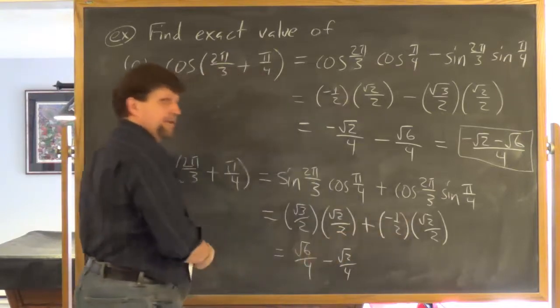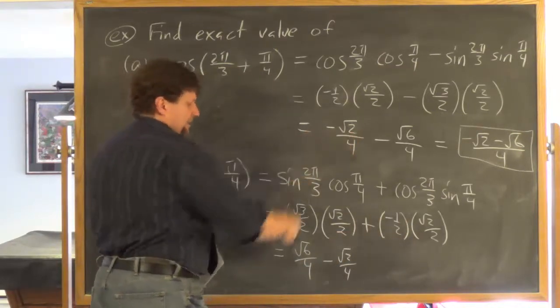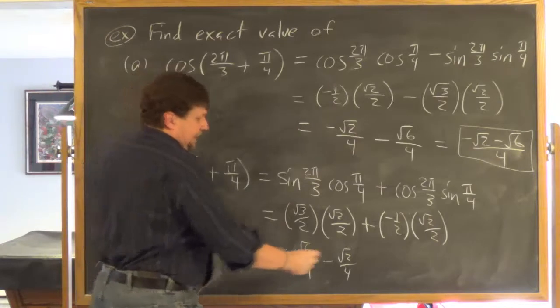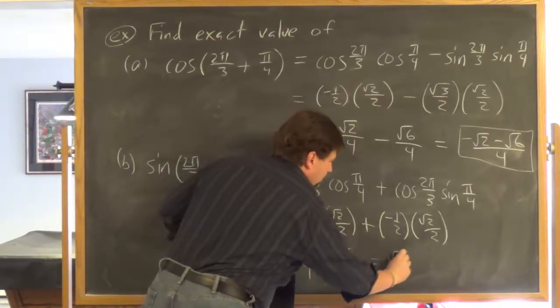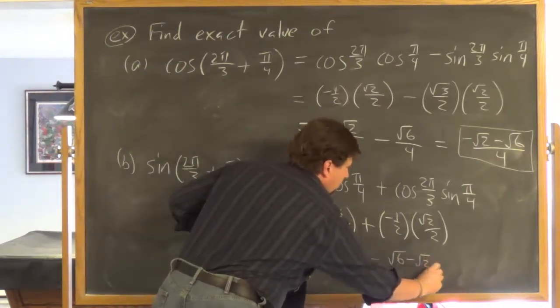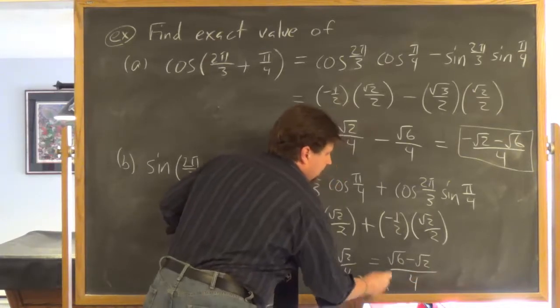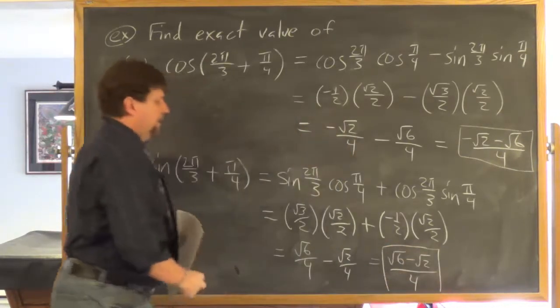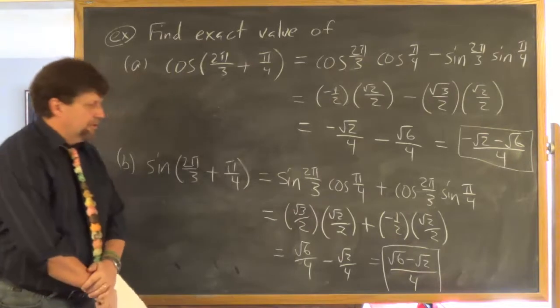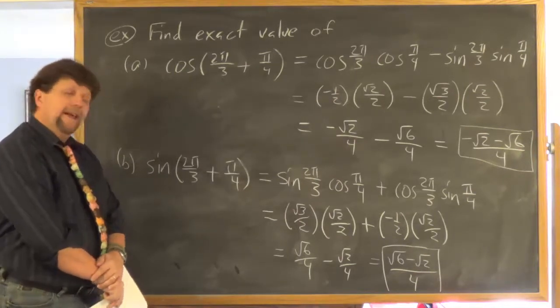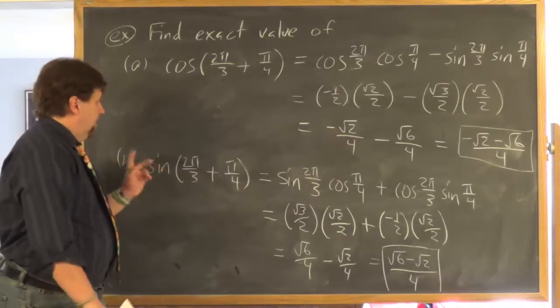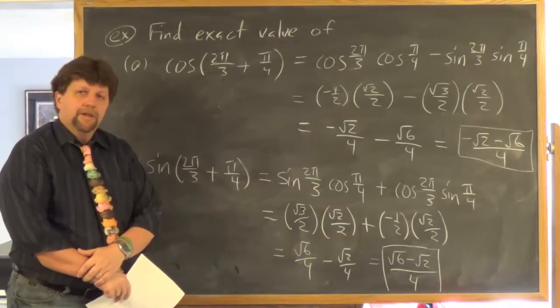Negative times positive would turn that into minus. And just like I did up in part A, set a common denominator so it takes no extra work really to make this one fraction. And so that would be square root 6 minus square root 2 all over 4, that is the exact value of the sine of 2 pi over 3 plus pi over 4.